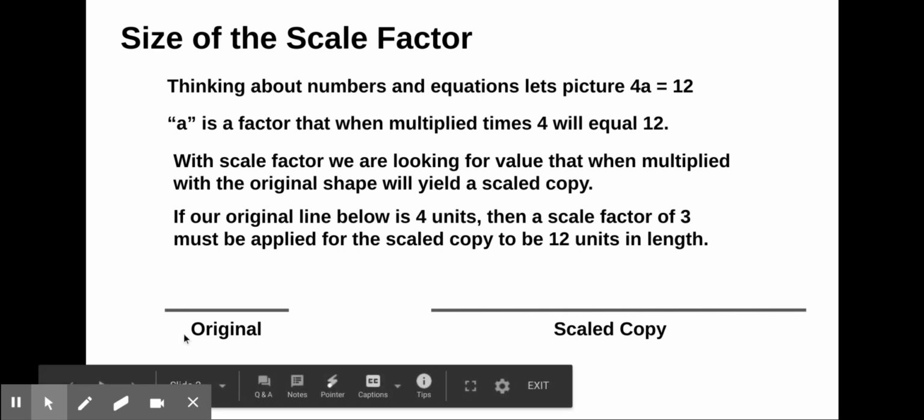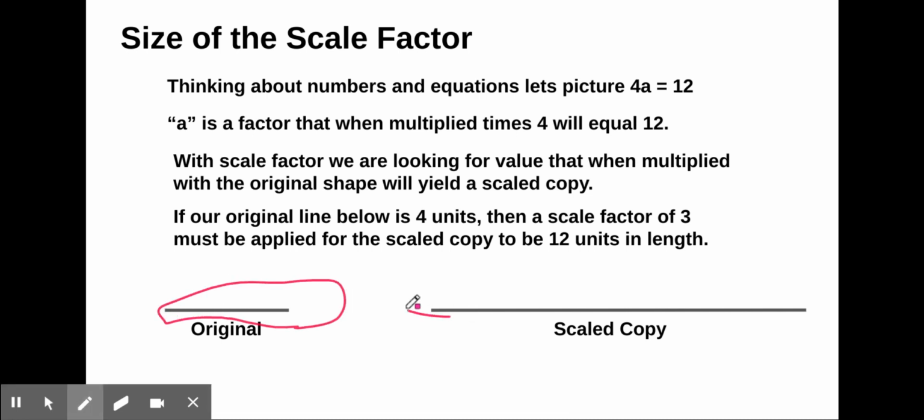We have our original size here, and we have to figure out what makes it into our scaled copy. And we realize that we have to multiply this times something to get this. If we're saying that this is 4 units and that this is 12 units, well, then we had to multiply it times 3. So times the scale factor of 3. So let's think about that.